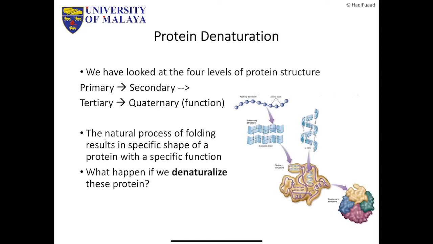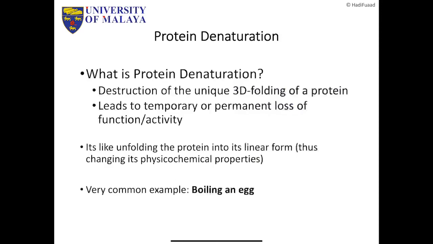denaturalize this protein? So denature, okay? This is the nature process, it's nature. Denaturalize or denature is kind of like the opposite. So what is protein denaturation? It's a destruction of the unique three-dimensional folding of a protein. So it leads to temporary or permanent loss of function or activity. Some proteins are more flexible, some proteins will just lose the function or activity 100%. It's like unfolding a protein into its linear form.